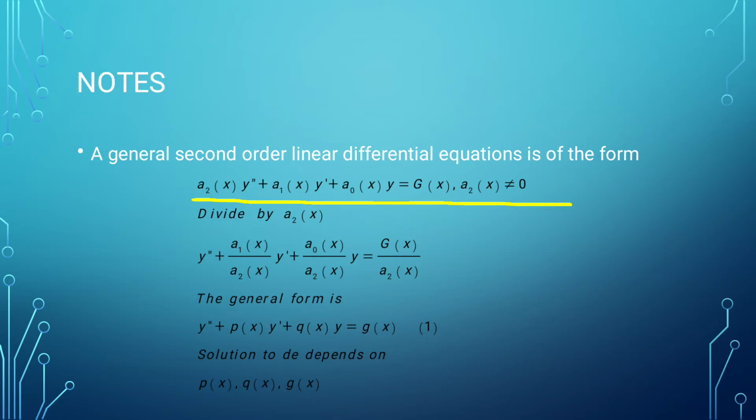What we need to do here is divide by the last coefficient. In this case, our highest derivative is the second derivative, and its coefficient is a2. So we divide every part by a2, including the function g(x).